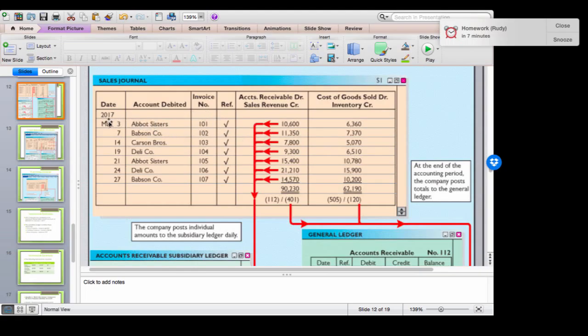You would record the date of the transaction, the account, in this case the name of the company, the invoice number, and you would put in the total amount of your sale for that invoice. But then you would also have a separate column that would record cost of goods sold. So you know that the $10,600 that you sold in supplies actually only cost you $6,360. And you continue to do that every time that you sell something to some company. Okay?